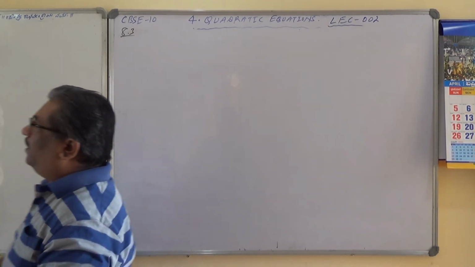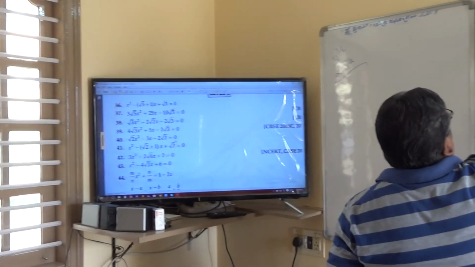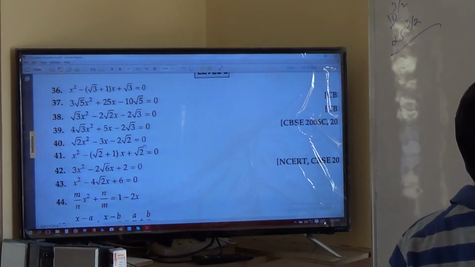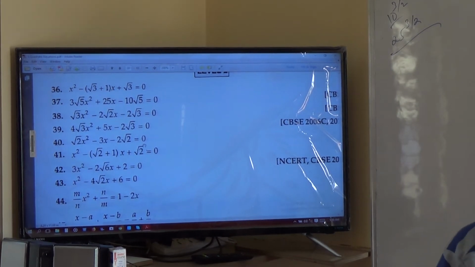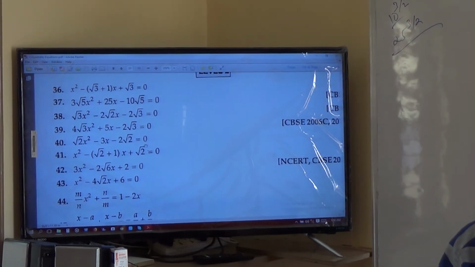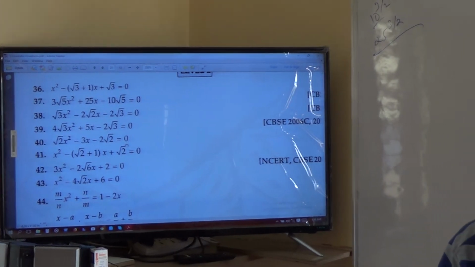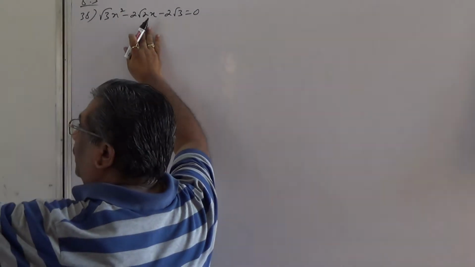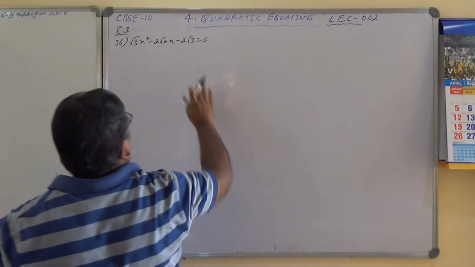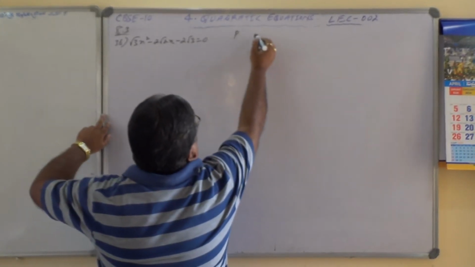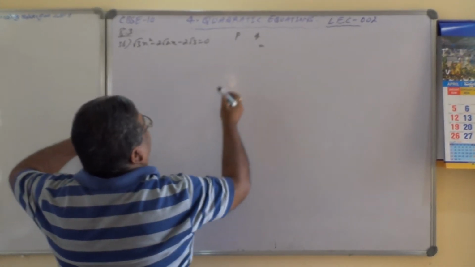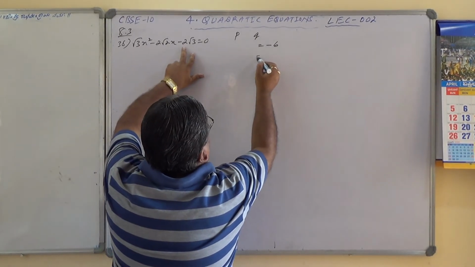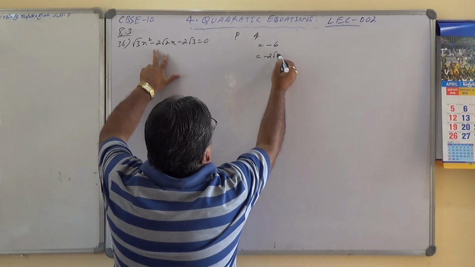Yeah, you can have a look at the 38th problem. 38th one. Root 3x square minus 2 root 2x minus 2 root 3 equals 0. Let me check. Root 3x square minus 2 root 2x minus 2 root 3 equals 0. Fine. I require P and Q two numbers such that A into C, root 3 into root 3, 3, 3 into 2, 6, but minus 6. Here minus 2 root 2.